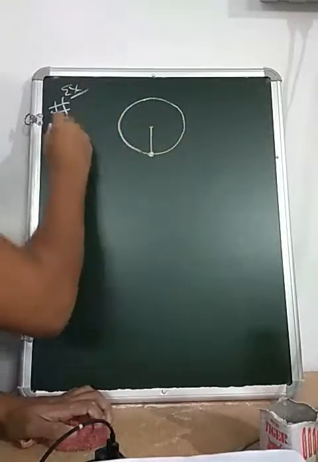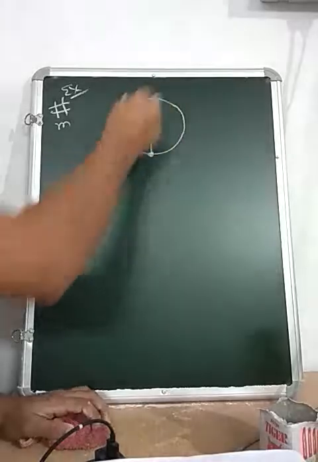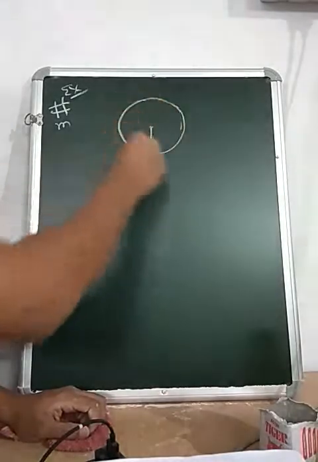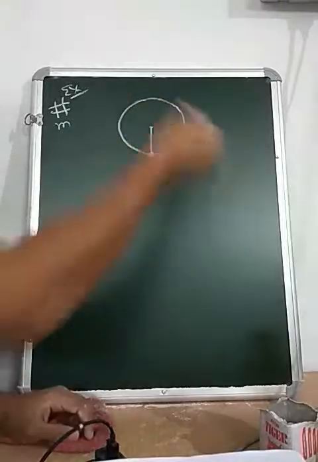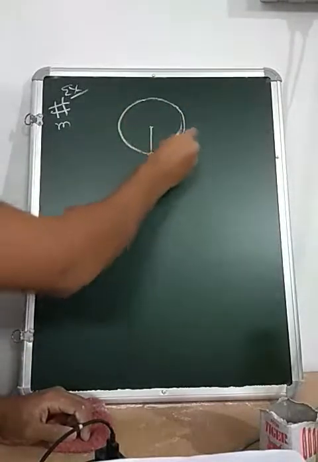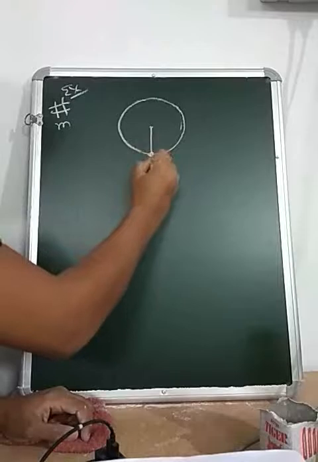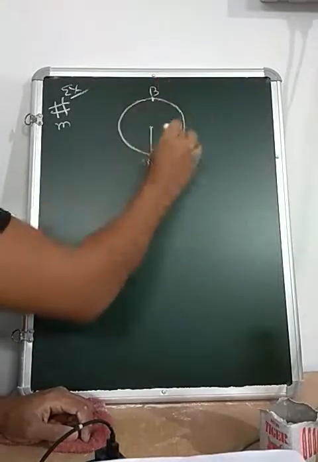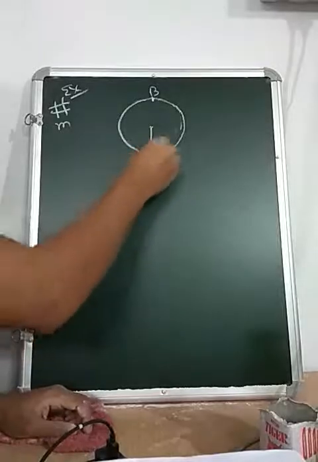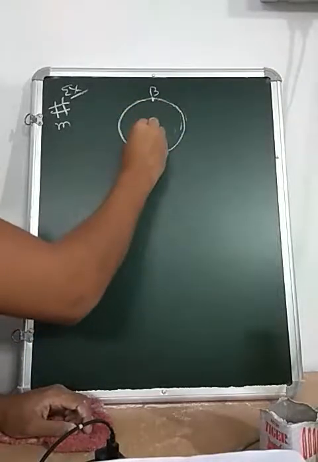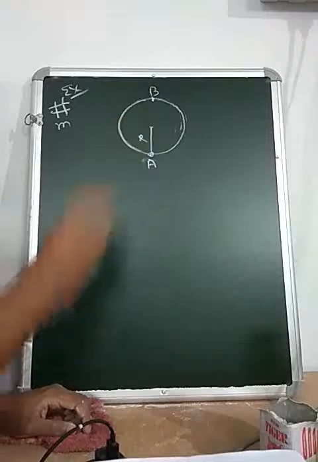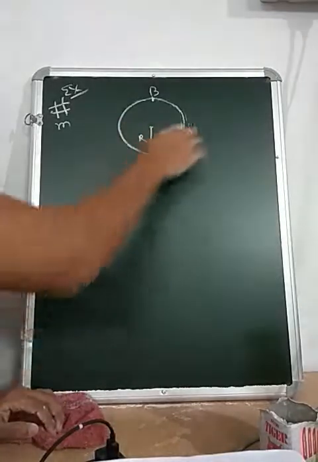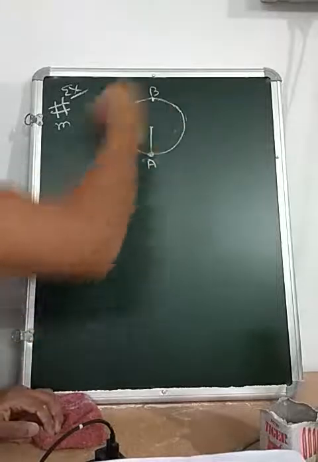Okay, a body of mass m is rotating in a vertical circle. This is the lowest point A, this is the highest point B. A body of mass m is rotating in a vertical circular path of radius r. You are asked to calculate the minimum velocity required to complete this circular track.